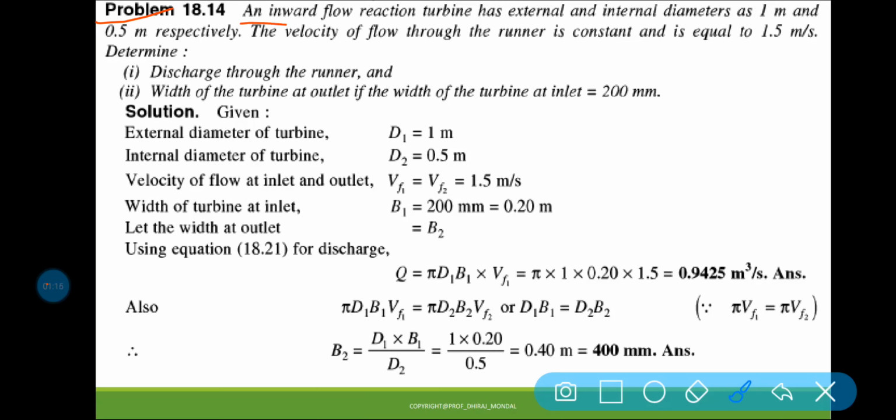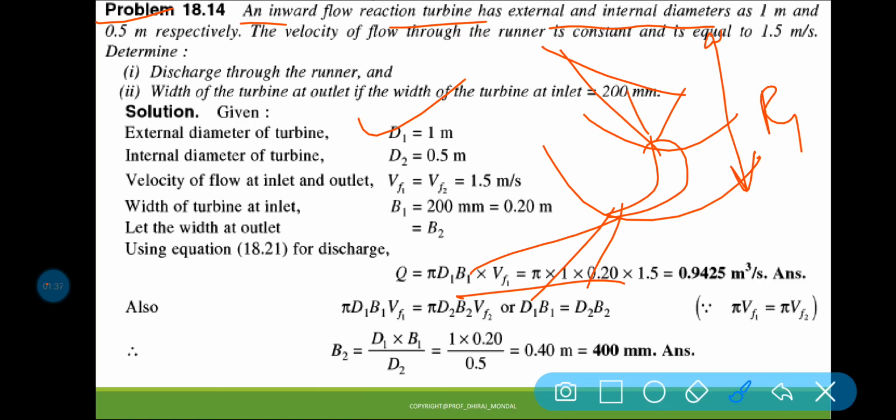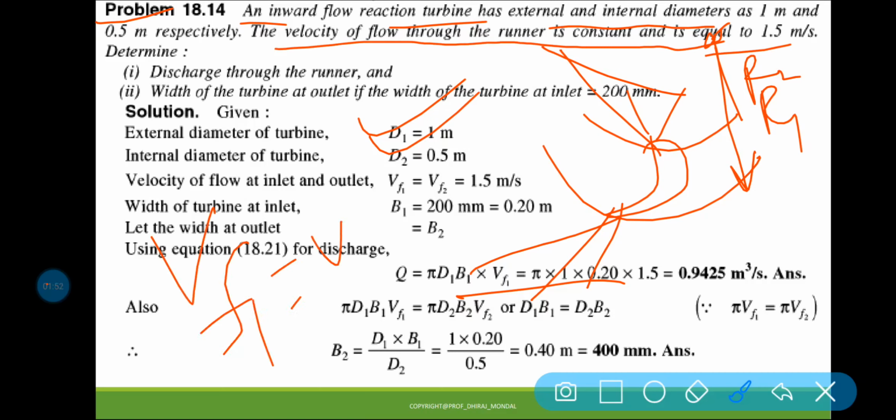In an inward flow reaction turbine, the turbine has the external diameter D1 given. External diameter means inward flow, that means the water is coming from outward to inward like this. This is your radius r1, and this is your r2. The outer diameter is also given, 0.5 meter respectively. The velocity of flow through the runner is constant, that means Vf1 is equal to Vf2 in case of radial flow reaction turbine. That is 1.5 meter per second.